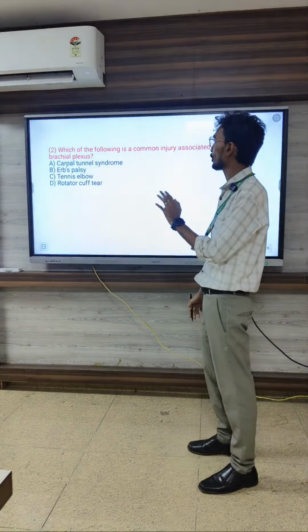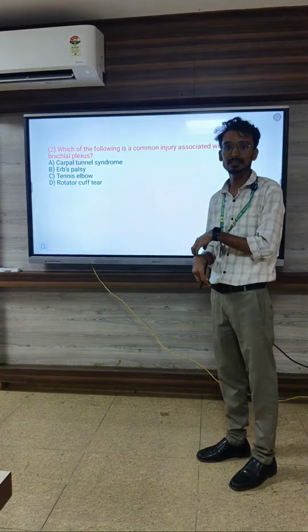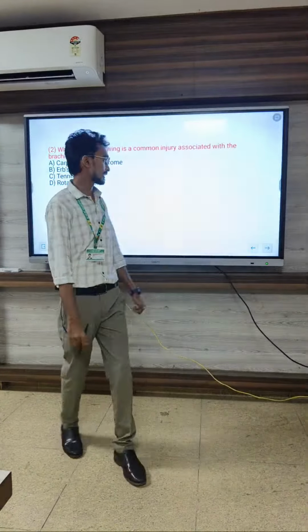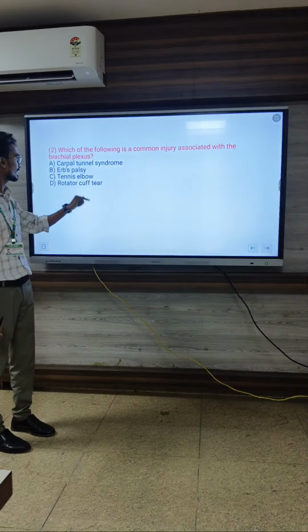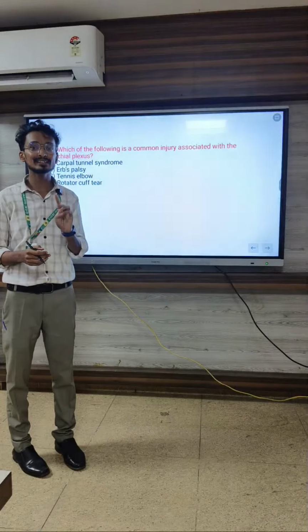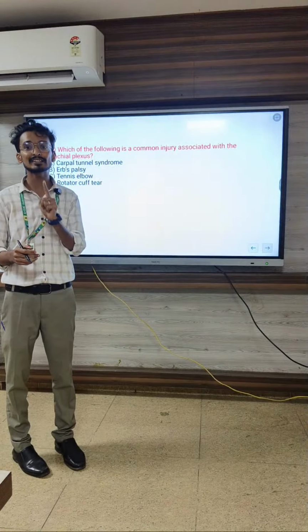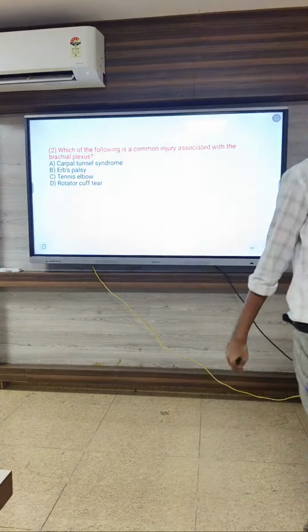Which of the following is a common injury associated with the brachial plexus? I have given four options: carpal tunnel syndrome, Erb's palsy, tennis elbow, and rotator cuff tear. Among these four, which is associated with brachial plexus injury? Just have a glance for 3 seconds. We'll see the answer.